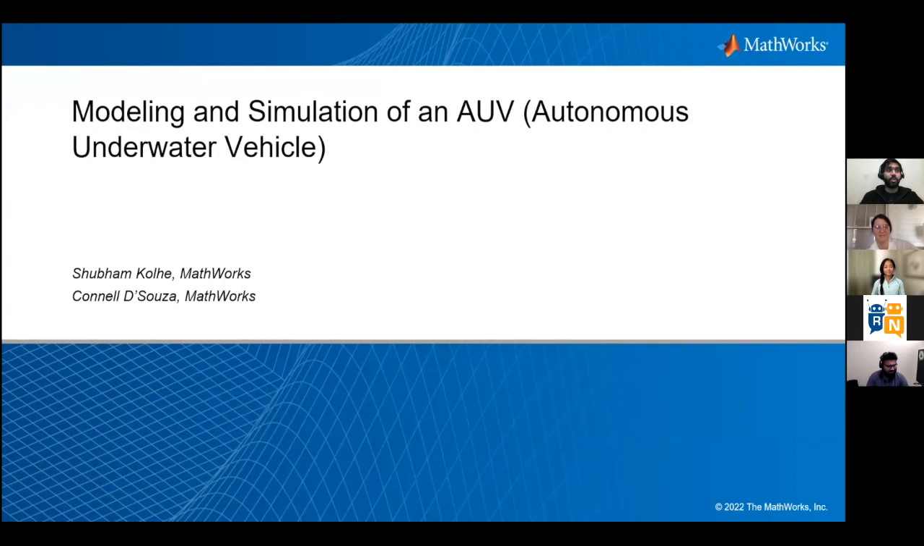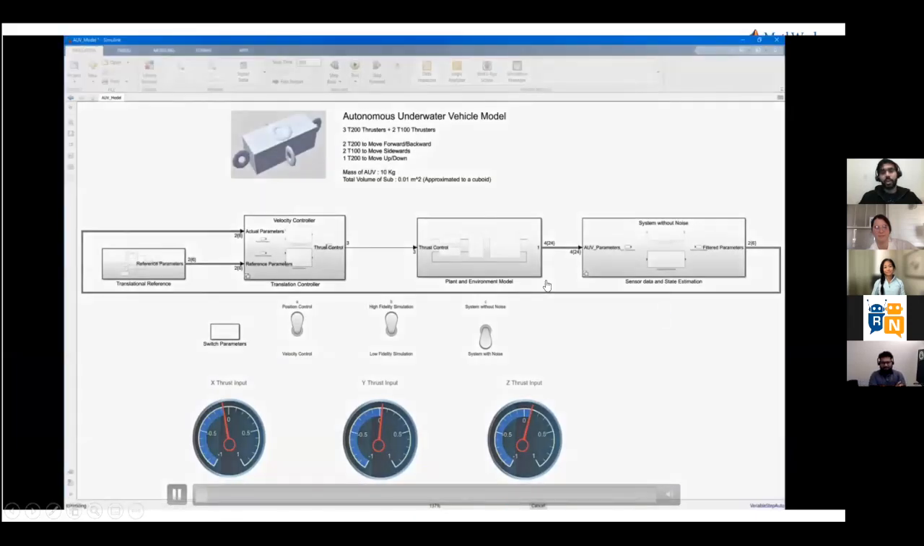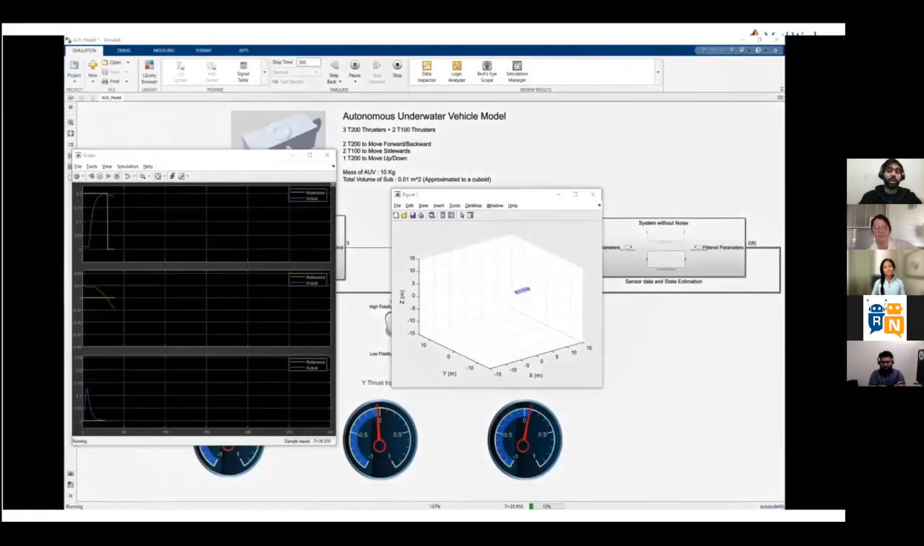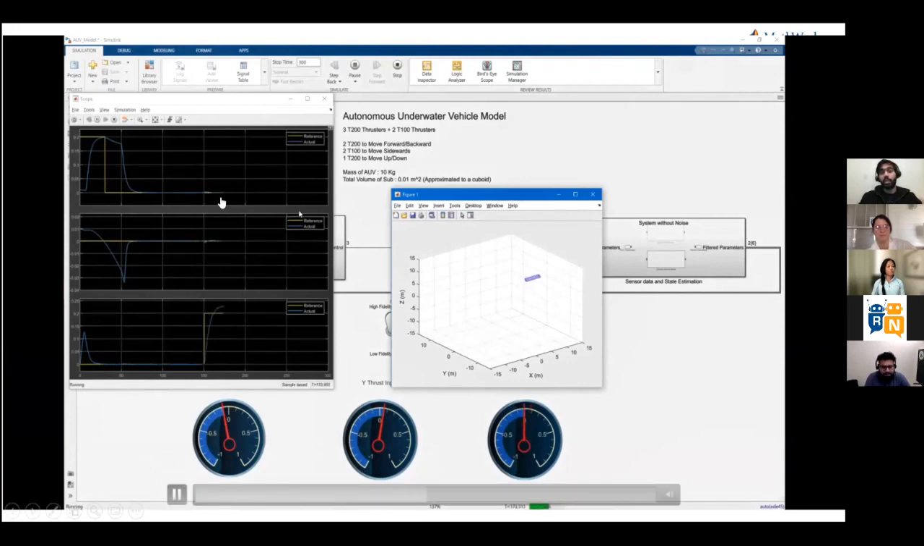Welcome to this session on modeling and simulation of an AUV. In this session, we'll take a look at how we can model AUV dynamics, then simulate the environmental forces and the sensors. So we can see here the disturbance from one dimension is propagating into another direction.